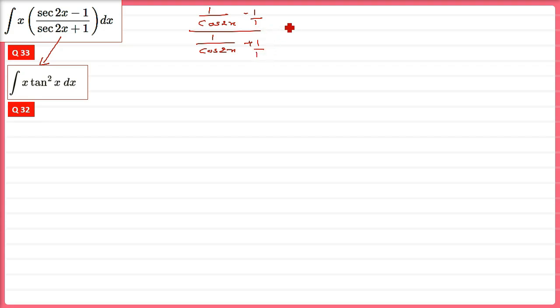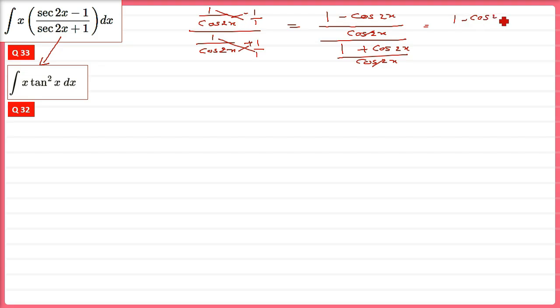Now just take the LCM, you will find 1 minus cos 2x divided by cos 2x in the numerator. So let me write it, 1 minus cos 2x divided by cos 2x. Similarly, 1 plus cos 2x divided by cos 2x in the denominator. Now this cos 2x can be cancelled out, so we are having 1 minus cos 2x and 1 plus cos 2x. And from our trigonometric knowledge, we know that there is a straightforward formula of 1 minus cos 2x and 1 plus cos 2x with cos and sine.